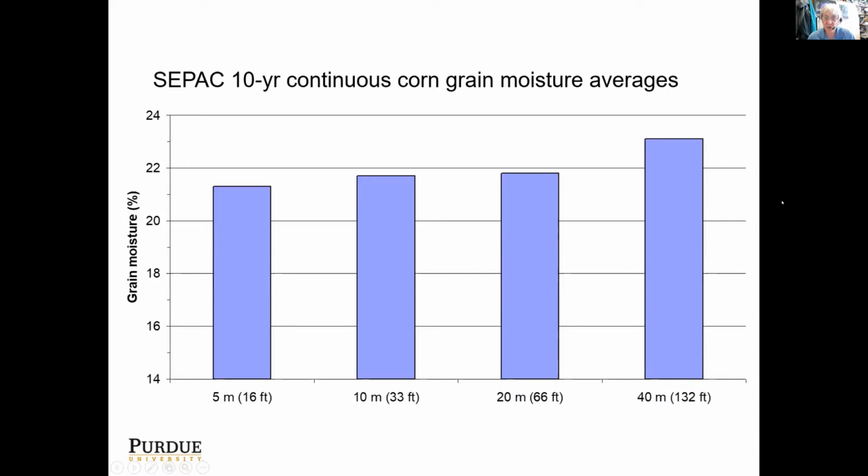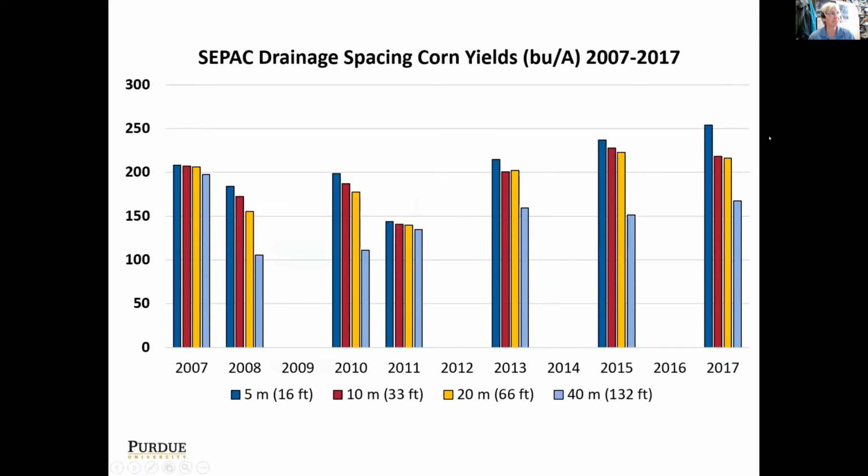It's not just yields, of course. You also have grain moisture. And here, this is the grain moisture content averaged over the first 10 years. We did not harvest on different days. We harvested them all at the same time. And so you can see that on average over the 10 years, there was a 2-point difference in moisture. The 5 meter or 16-foot spacing had 21% grain moisture, whereas the undrained control was up at 23% moisture. So that 2-point difference in moisture, of course, would mean a difference in drying costs for the farmer. So again, another economic benefit of drainage.